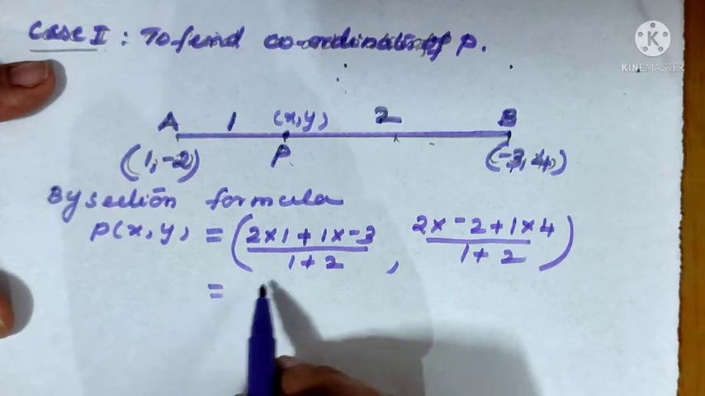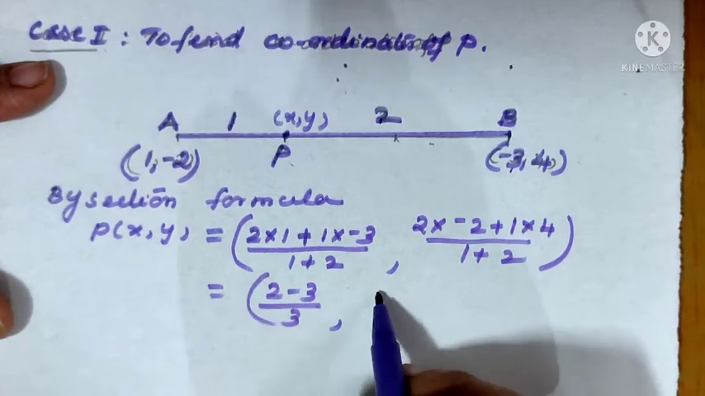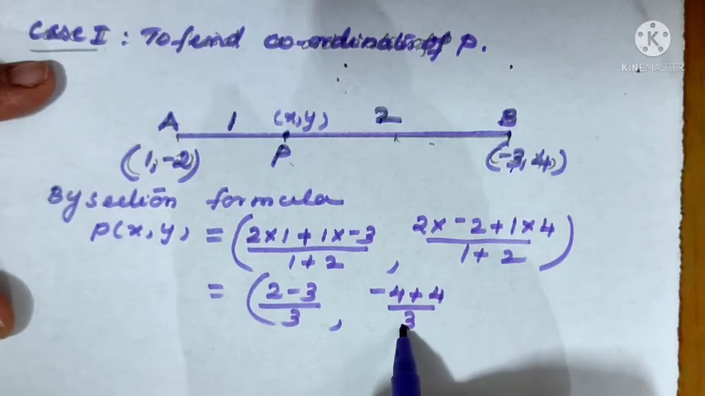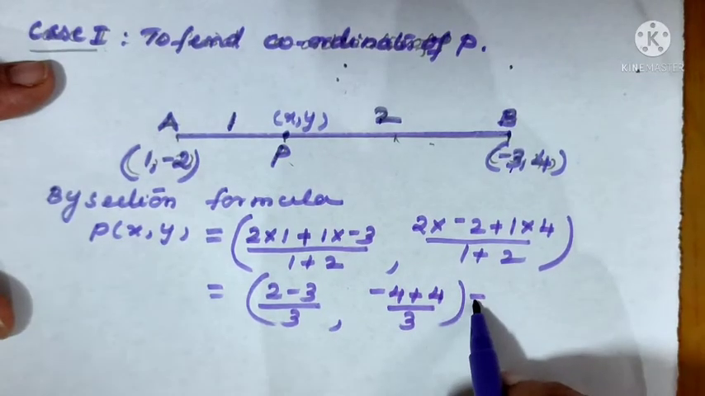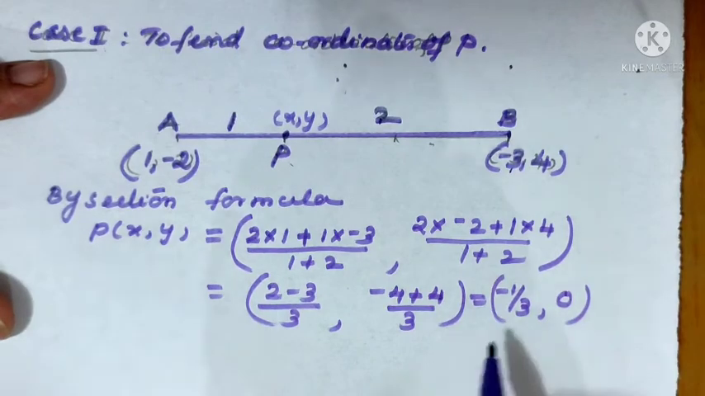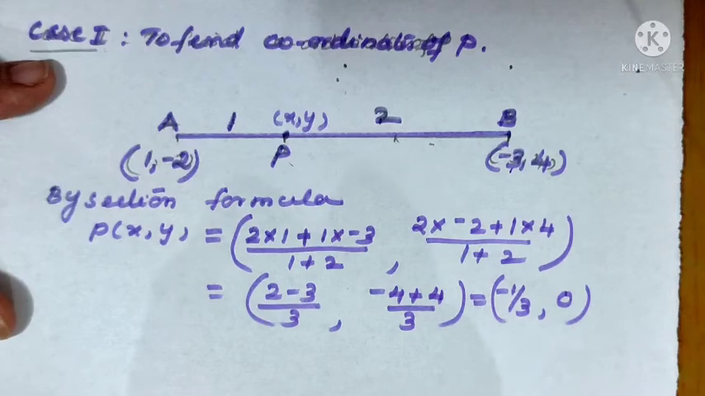So what is the answer? 2 minus 3 by 3, again minus 4 plus 4 by 3, so minus 1 by 3, again 0 because minus 4 and plus 4 is 0 only. So 2 minus 3 is minus 1 by 3 and 0.